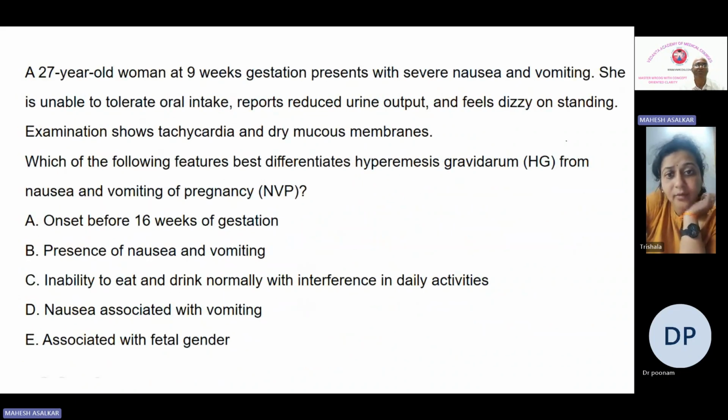Just try this question also. Similar question. A 27-year-old woman at 9 weeks of gestation presents with severe nausea and vomiting. She is unable to tolerate oral intake, reports reduced urine output, and feels dizzy on standing. Examination shows tachycardia and dry mucous membrane. Which of the following features best differentiates hyperemesis gravidarum from nausea and vomiting of pregnancy? Option A, onset before 16 weeks of gestation. B, presence of nausea and vomiting. C, inability to eat and drink normally with interference in daily activities. D, nausea associated with vomiting. And E, association with fetal gender.